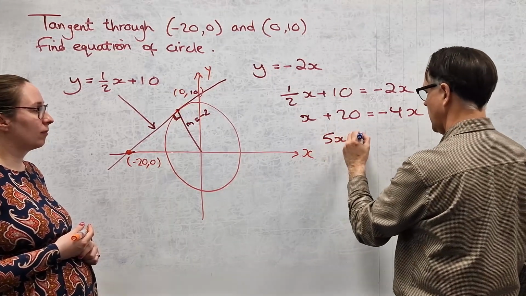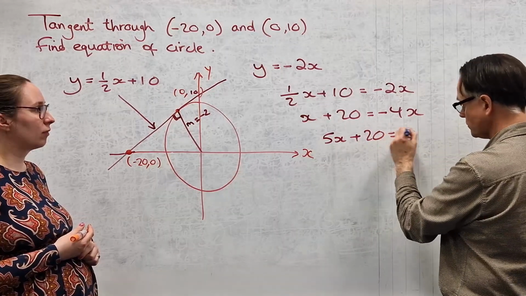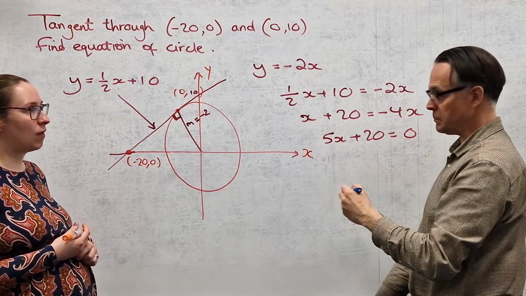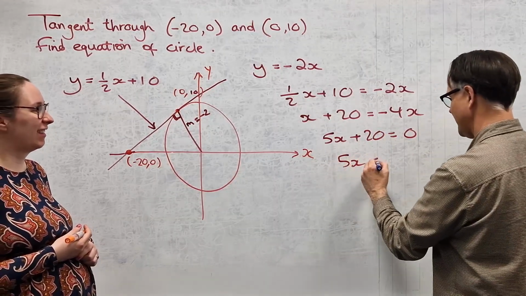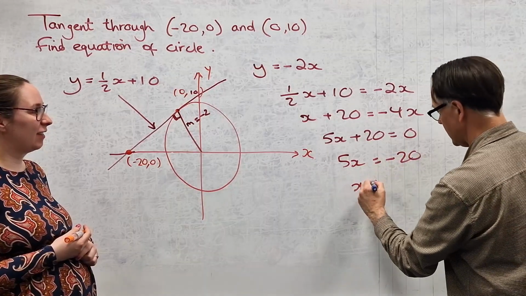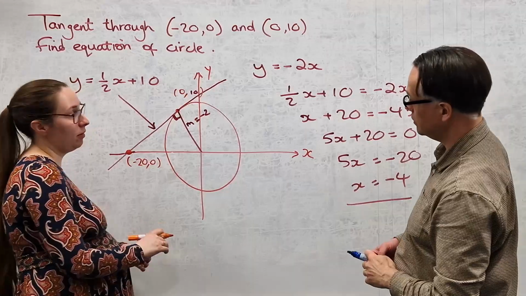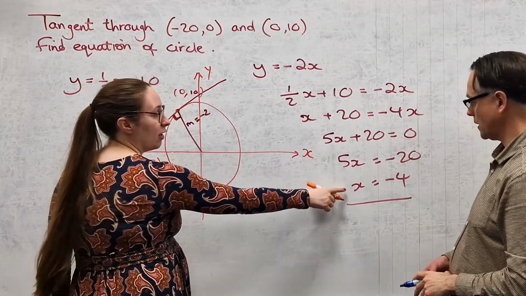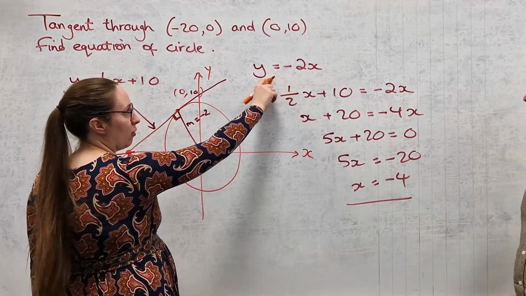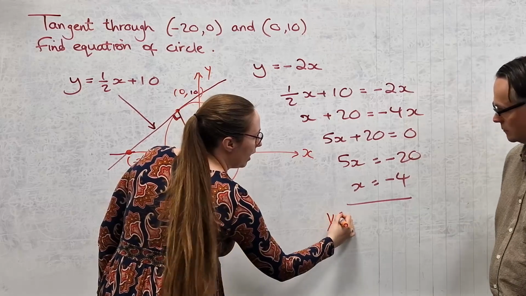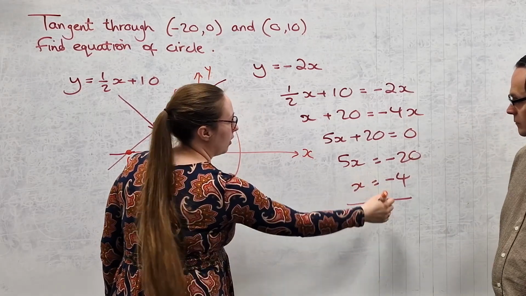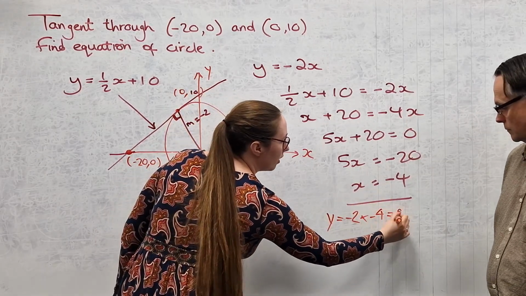So we've got 5x plus 20. And at some point, you're just going to spot the answer, aren't you? It depends how much you want to write, really. But we're going to have x equals minus 4. So if you've got x equals minus 4, to get the y coordinate, you just plug it back into there. So y equals minus 2 multiplied by minus 4, which equals 8.